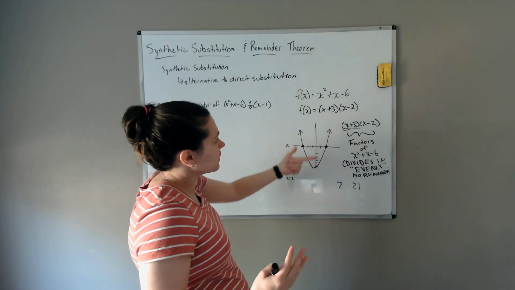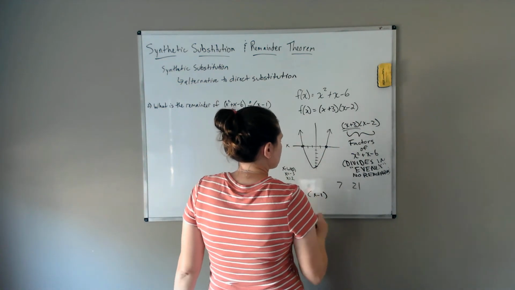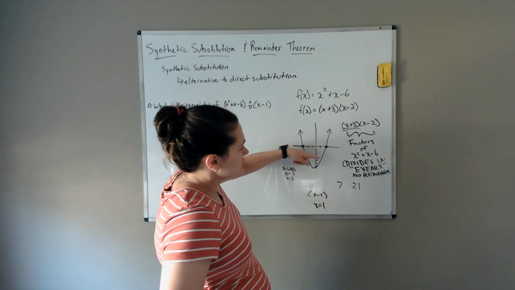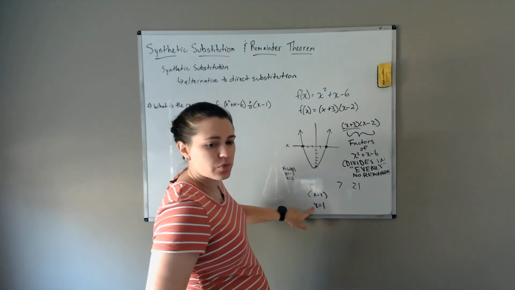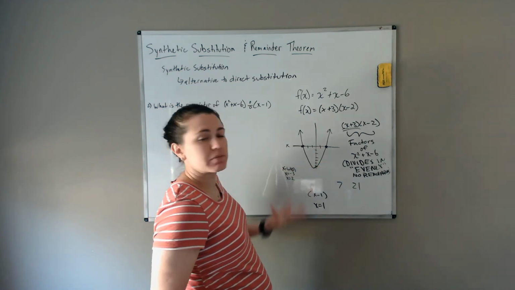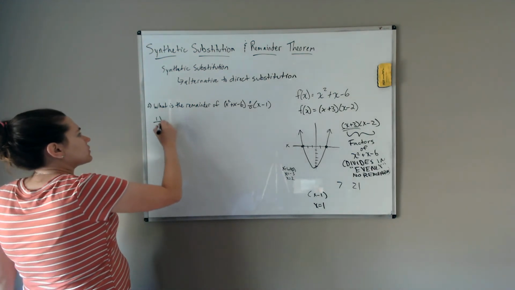No. Graphically, if x minus 1 is not a factor, that means that x equals 1 is not an x-intercept, which means we know that x equals 1 will have an output that is not 0. Notice it's somewhere close to being negative 6. So let's see what the remainder is.